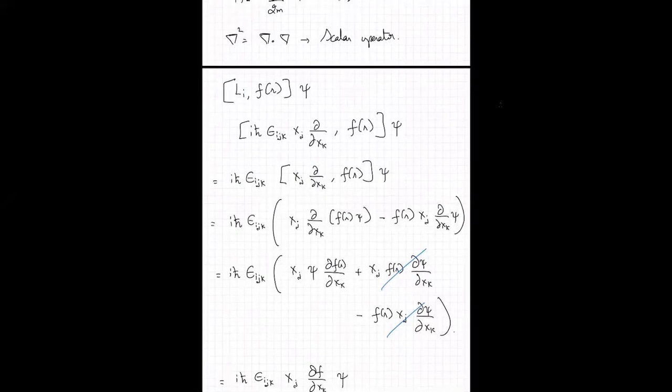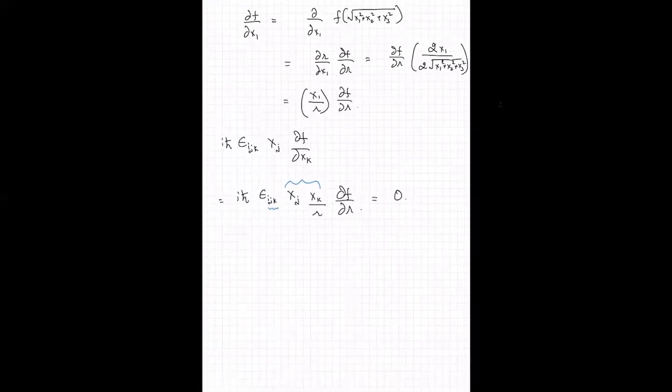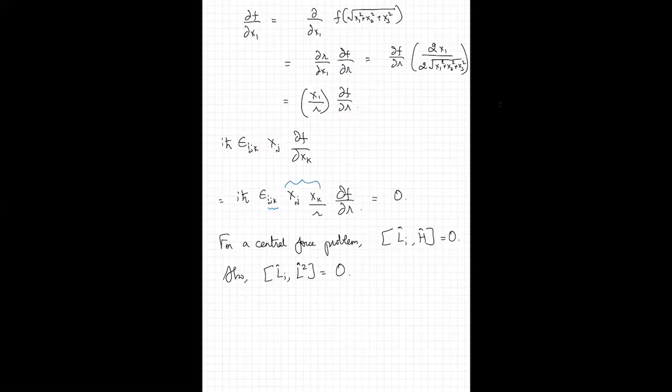Since Li commutes with del square because it's a scalar operator, and Li commutes with any function V of r that only depends on r and not on the angles, we can conclude that for a central force problem, the commutator of Li with the Hamiltonian is identically equal to 0. And we also know that Li with L square is also equal to 0, since Li commutes with any scalar and L square is also a scalar. Okay.